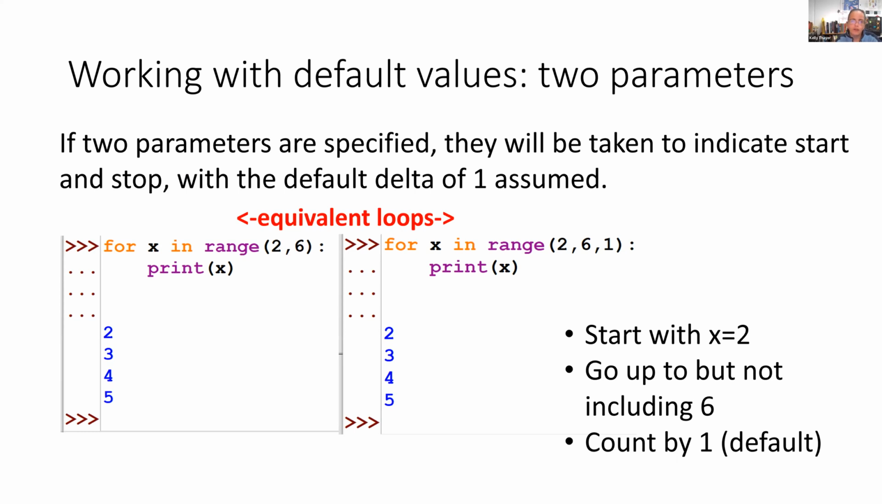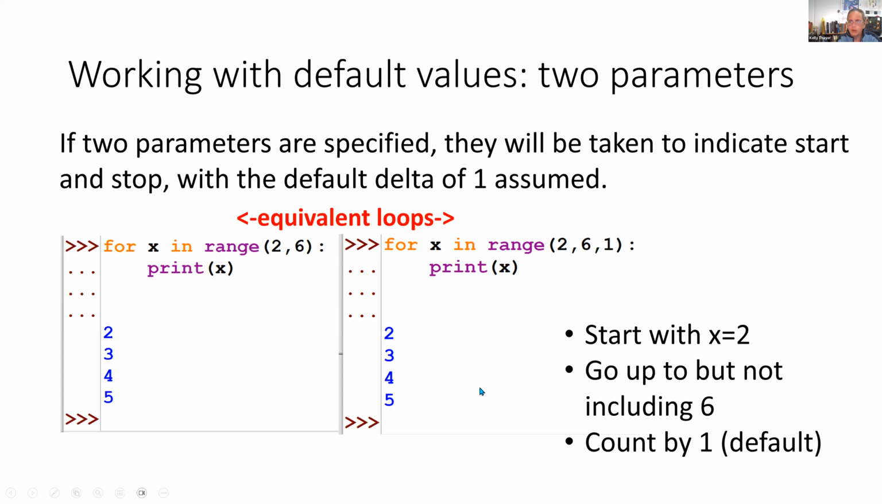Now you could just specify 2 parameters. So let's just break this out in terms of what this actually means. So for x in range 2, 6, so start, stop, and delta, but we only have 2. So this is equivalent to this loop that I have put out for you over here. And so let's think why this might make sense.